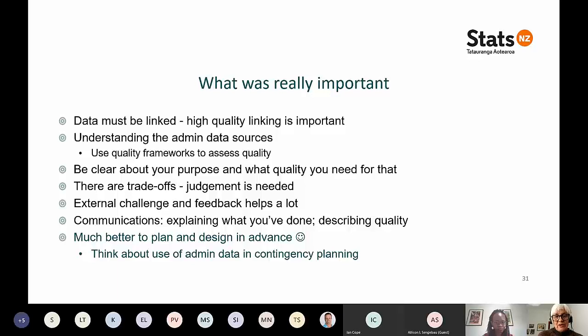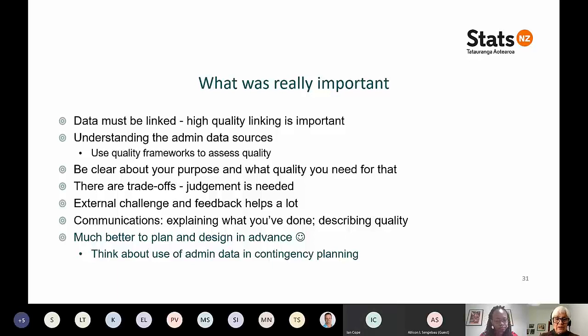If you're going to use admin data sources, understanding those sources is where you have to start, and we used quality frameworks to assess the quality of the sources, and I'll come back to that in a minute. And as Anne was saying as well, you need to be really clear about what your purpose is and what quality you need for that. There are lots of different ways to use administrative data for statistical purposes, and you need to understand what you need for the particular thing you're doing. There are always trade-offs being made, and you need to make judgments about what you'll use and when. I'll come back to that a little bit as well.